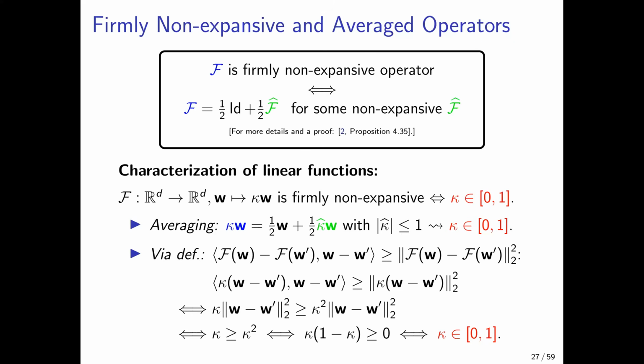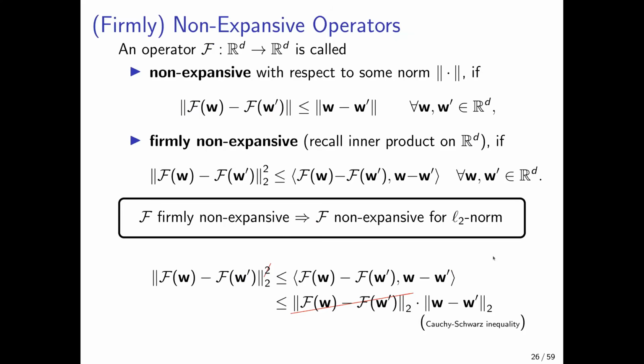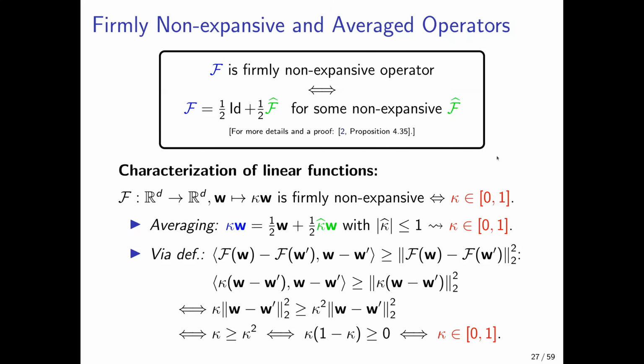And we can also show this in a different way, using the definition. So we start here with the definition of firmly non-expansive. Then we plug in the specific form of the function and simplify things a little bit. And in the end, it also turns out that kappa must be between 0 and 1. Of course, here we are also assuming that w and w prime are different, such that we can divide by this norm here. If they were the same, then this would be satisfied trivially anyway.